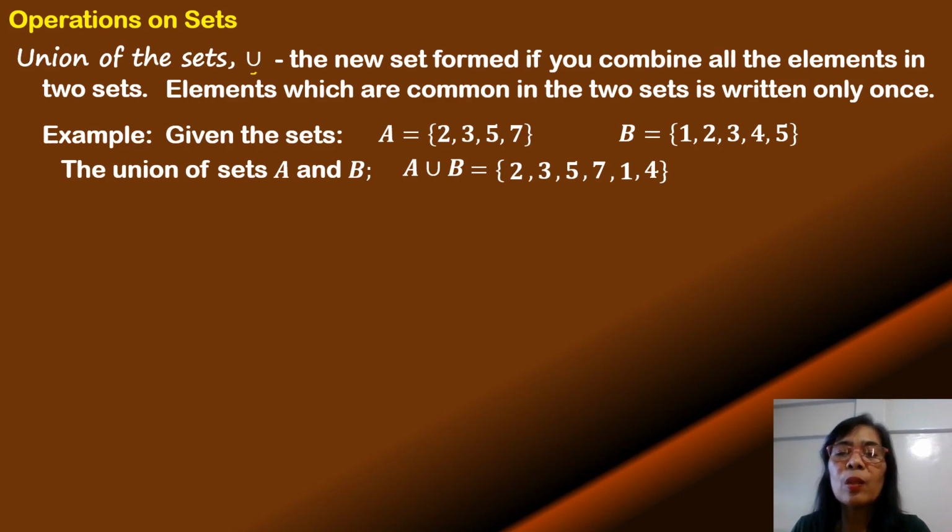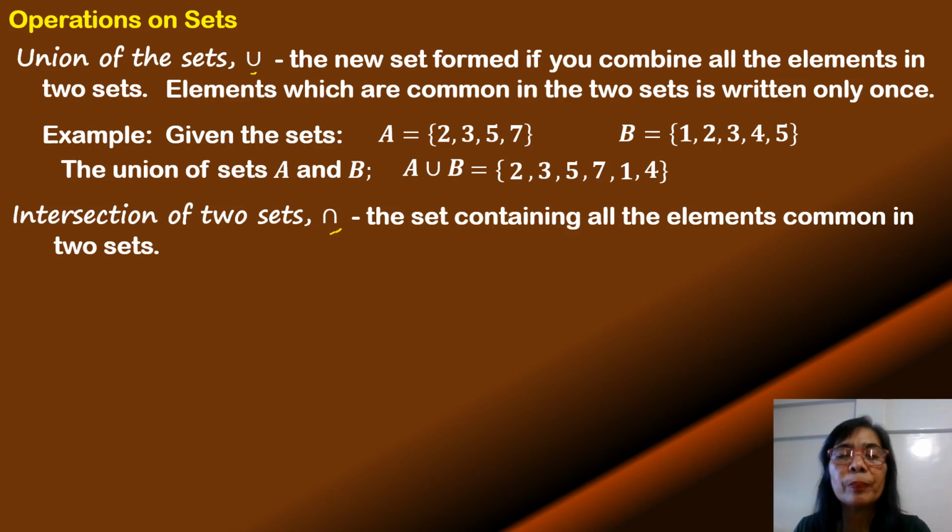So A union B is a new set whose elements can be found either in A or in B. That's A union B. The intersection of two sets, intersection is denoted by this symbol.